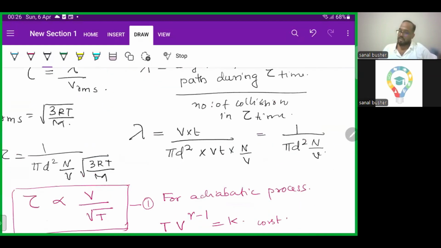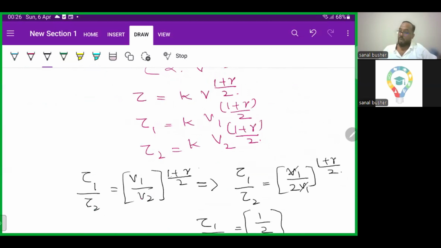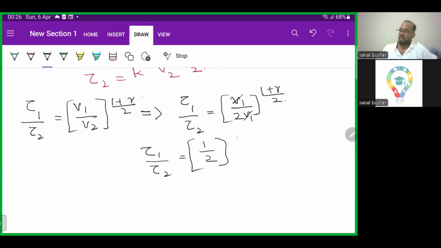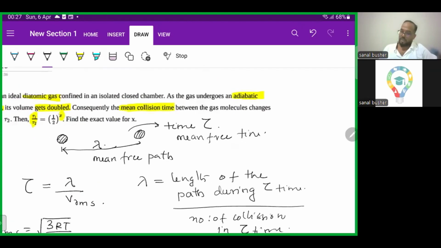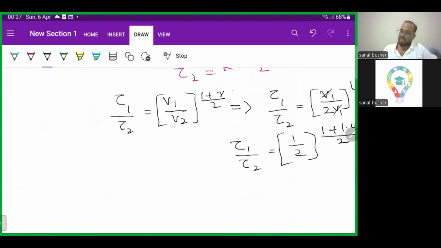What is gamma? It's a diatomic gas, so the gamma value, the isentropic expansion constant, will be 1.4. You need to memorize that one. 1 plus 1.4 upon 2, so 1 by 2 to the power, 2.4 divided by 2, which is 1.2. Now compare with the question: tau 1 by tau 2 is equal to 1 by 2 to the power x. So the x value you are getting is 1.2. X is equal to 1.2.